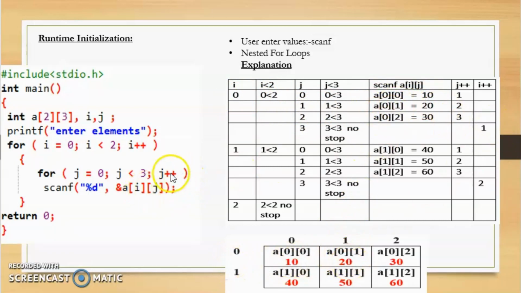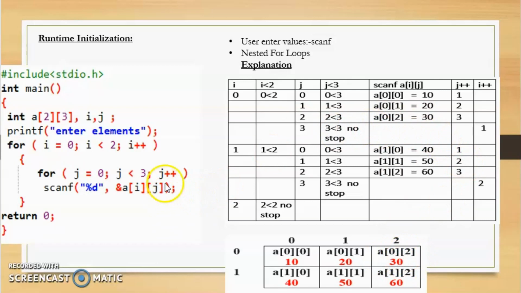Then again j value will get incremented. So j value will become 2. J is 2 here, so it will check is 2 less than 3. Yes, the condition is satisfied. So again it will execute this scanf statement. Suppose the user enters 30. That 30 will be stored at A of 0, 2, because i value is 0 and j value is 2. We can see that this 30 is stored at position A of 0, 2.